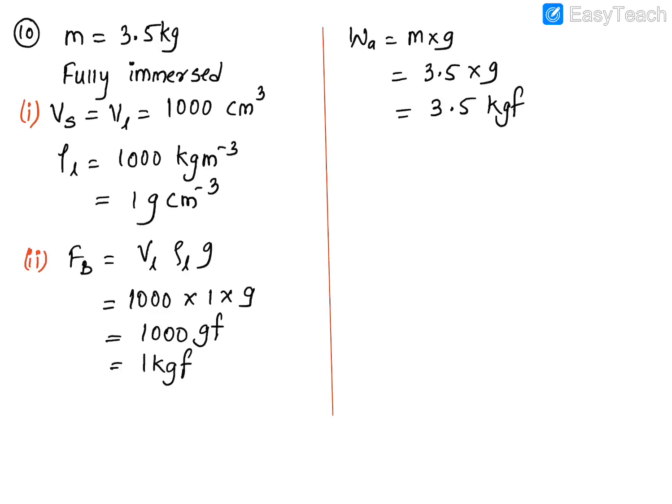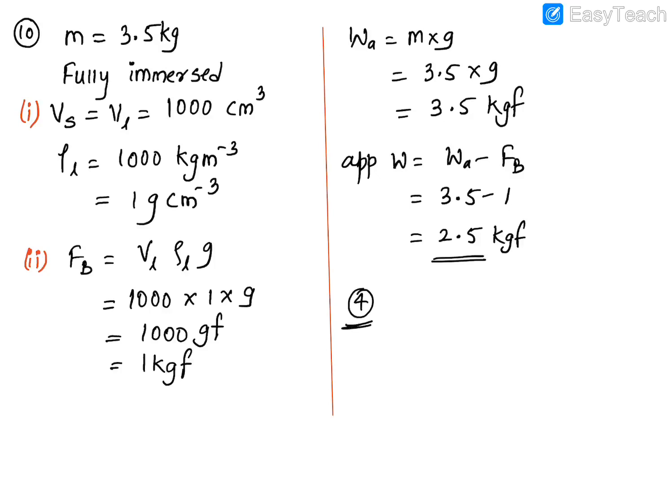And now the last part comes: the apparent weight of the body. Apparent weight is equal to weight in air minus the upthrust. So 3.5 minus the upthrust, so that is 2.5 kgf. Okay, so yeah guys, done. You can also try sum number 4 on your own. You'll be able to do that problem.